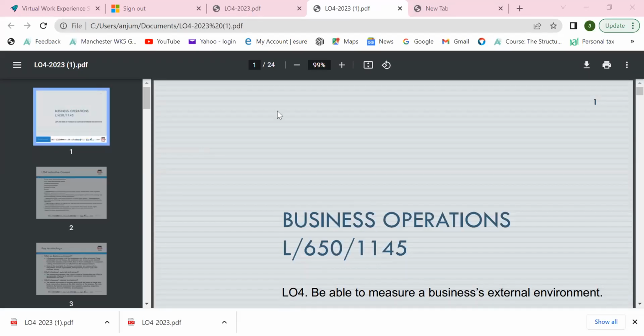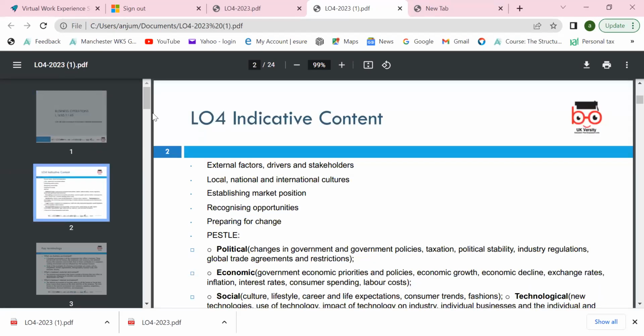Be able to measure a business external environment. That will be in our discussion today. External environment, we discussed political, economic, social, and technological environment, which is also known as macro environment, and which is, we said, uncontrollable. You can't control it. You have to adjust your operation accordingly. That will be in our discussion today. We have indicative content, what we're supposed to learn.